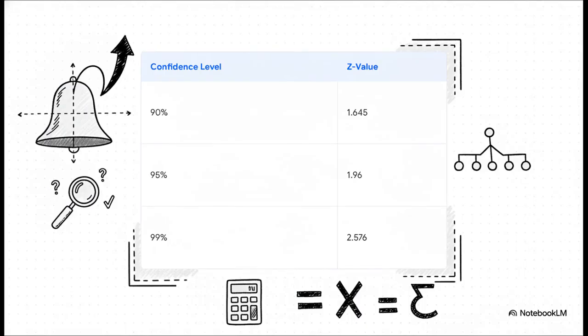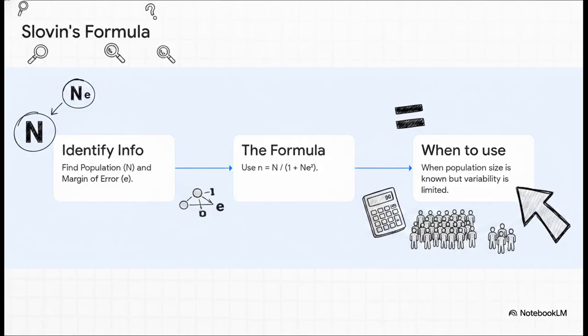Now, because researchers absolutely love standardizing things, we use something called z-values to represent these confidence levels in our mathematical formulas. Honestly, consider this your little cheat sheet. If you want a 95% confidence level, which is super standard in the social sciences, you're just going to plug the number 1.96 into your equation. Simple as that.